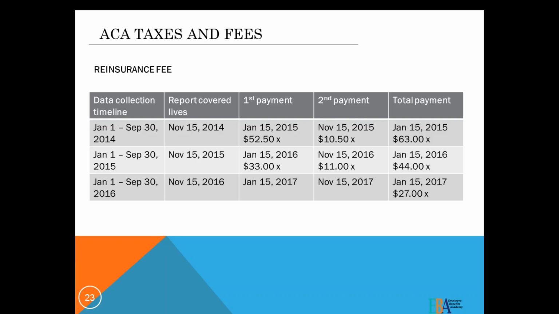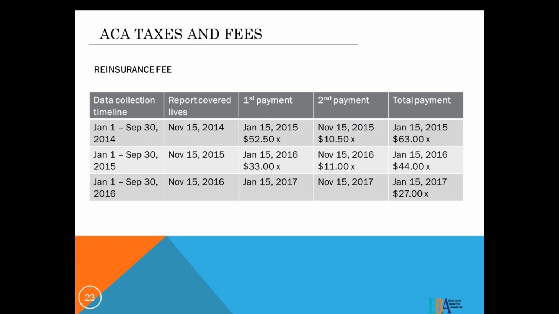At that time, they just report the number of covered lives. They must also include scheduled payment of the reinsurance fees. So plans literally have to enter a date when the reinsurance fee will be deducted from a bank account. By the same date, the number of covered lives is due.